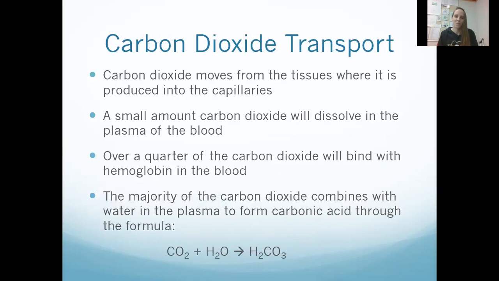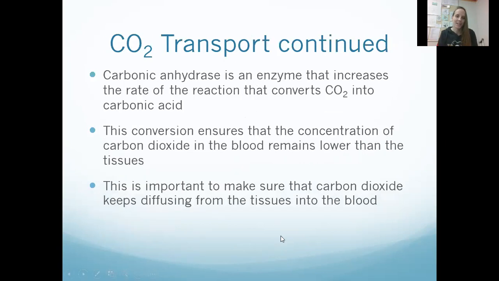Carbon dioxide transport is going to essentially move the opposite direction. We have the buildup of carbon dioxide in your tissues, and it's then going to dissolve into your capillaries. Now, a small amount of carbon dioxide will just directly dissolve into the plasma. A little over a quarter of it is going to bind as a full carbon dioxide molecule to your hemoglobin, but the majority of the carbon dioxide that moves from your tissues into your blood actually reacts with the water in your plasma to form carbonic acid. That's this reaction underneath here. So carbon dioxide plus water makes carbonic acid.